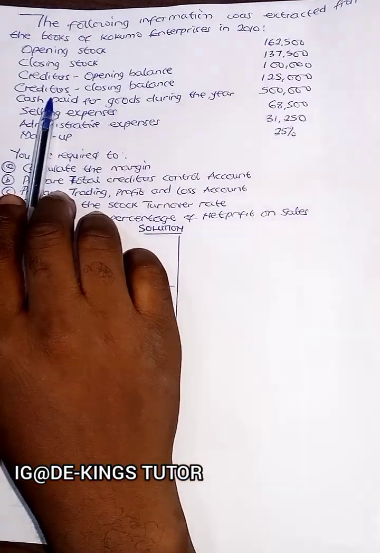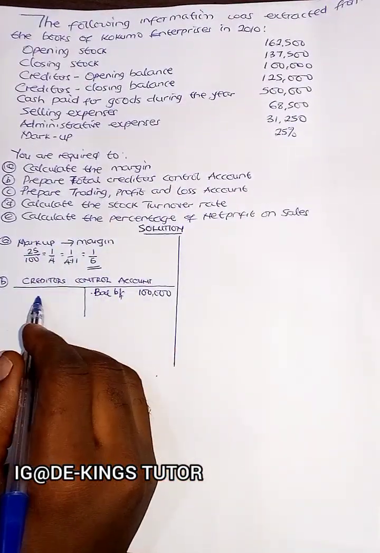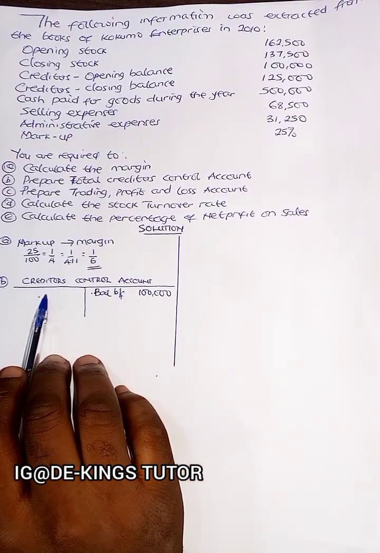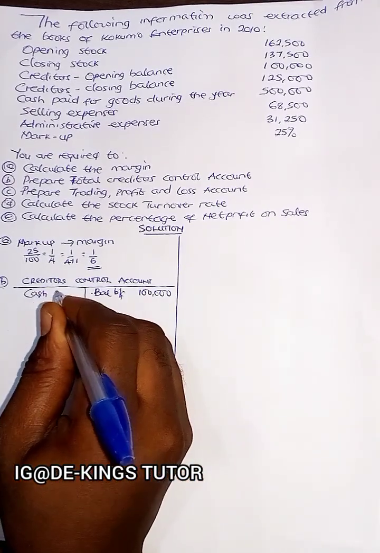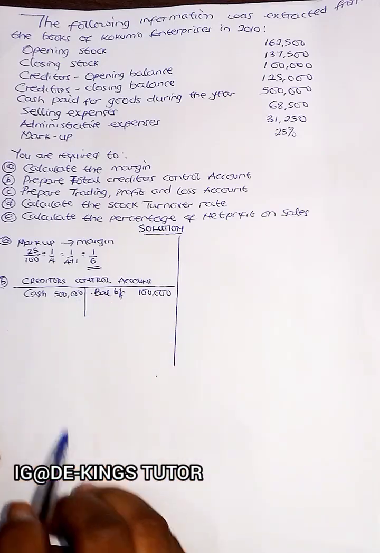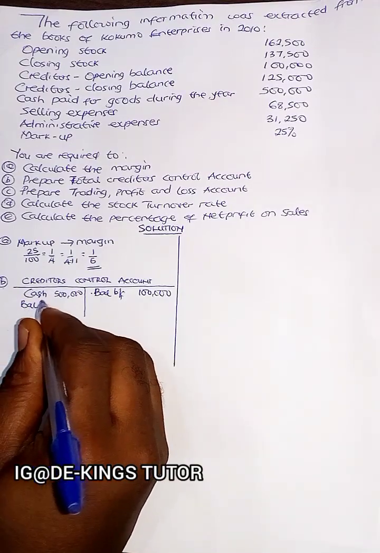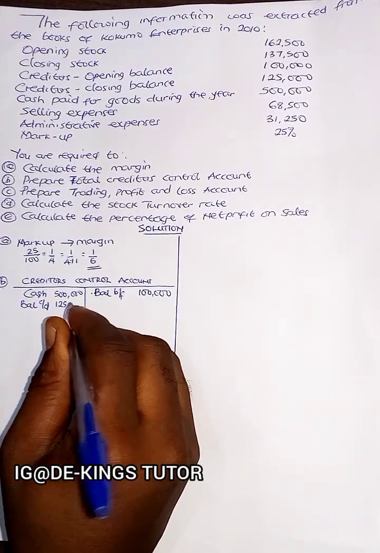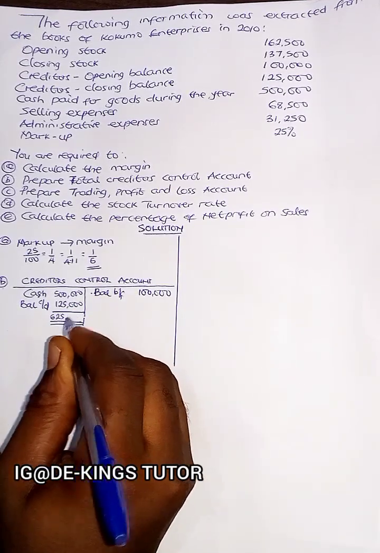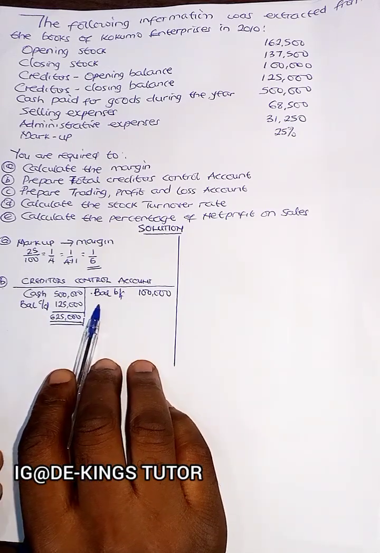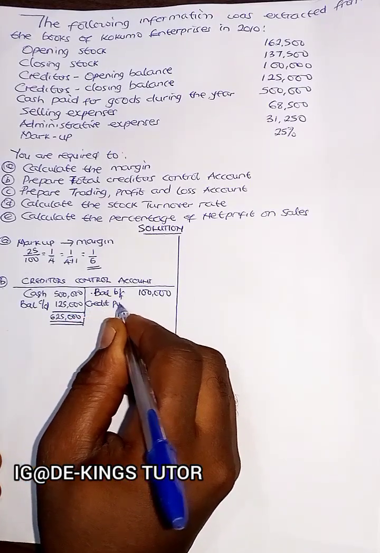Okay, now the next one says cash paid for goods during the year 500,000. It means they paid cash to the creditors. And remember, in the creditors control account, the debit side contains what they received and the credit side contains what they give out. So we have cash of 500,000. Now, the creditors closing balance is 125,000. Now it will come here, balance carried down 125,000. So this will give us 625,000. So the balancing figure for this creditors control account will be the credit purchases.